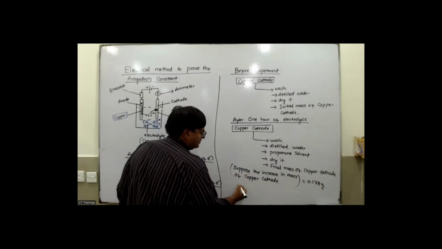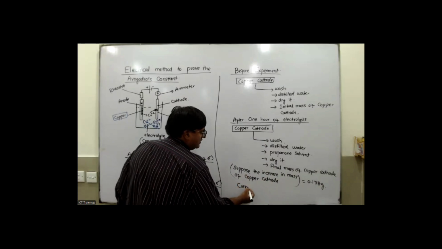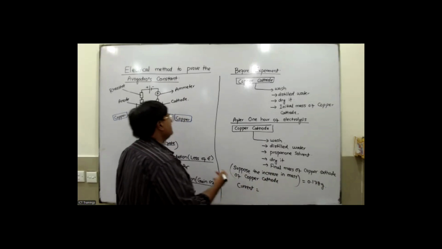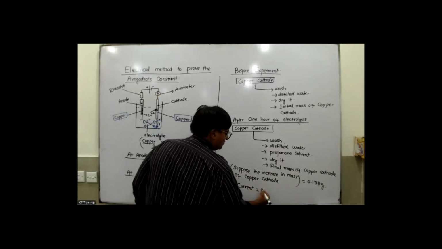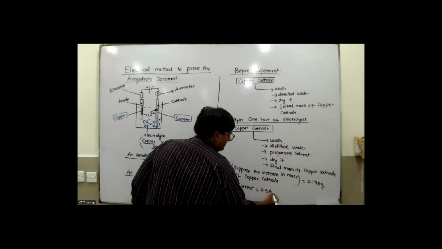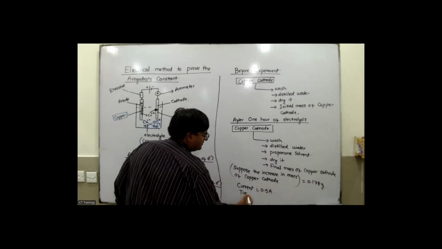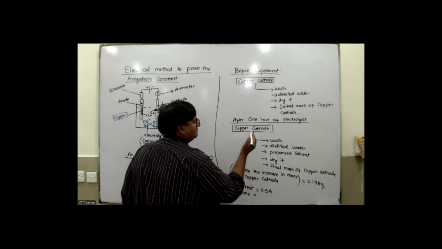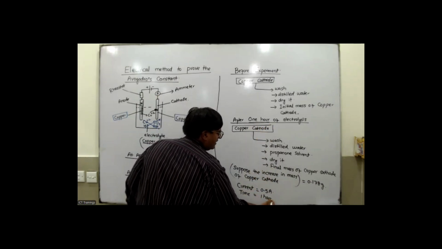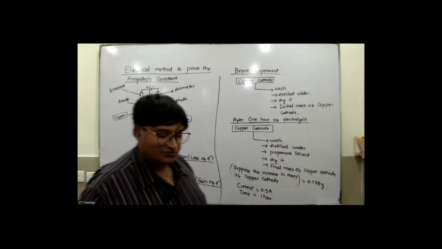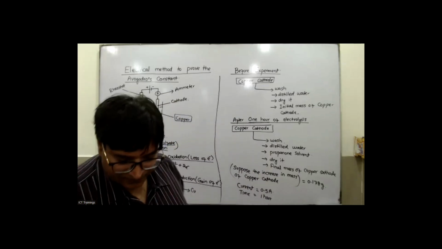And you pass the current, and that would be measured with the help of the ammeter. So let's suppose the current is 0.5 ampere, and the time we passed the current is 1 hour. I've written it up here. Now you have to do the calculations.